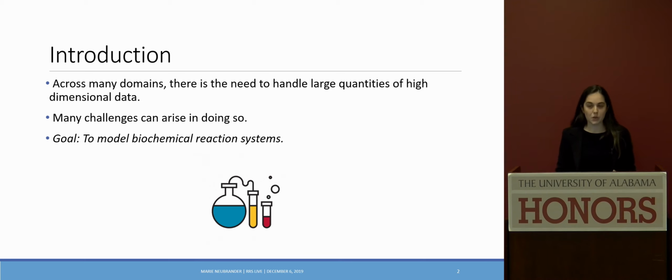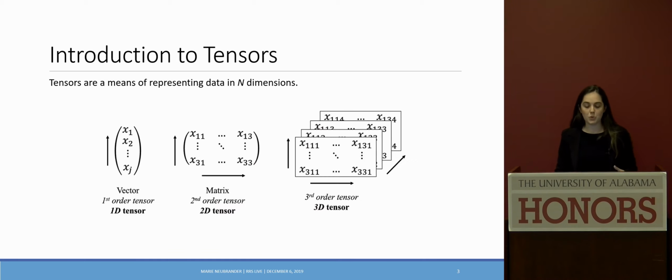In doing so, the primary mathematical tool that we are going to be talking about today is tensors. The way you can think of a tensor is a means of representing data in n dimensions. You can start with your most basic case of n equals 1, a one-dimensional tensor, which is more commonly known as a vector. From there, we could also have a 2D tensor, which is more commonly known as a matrix.